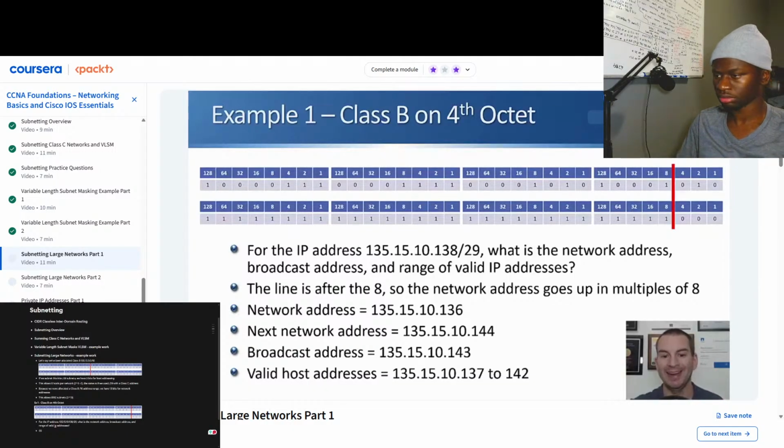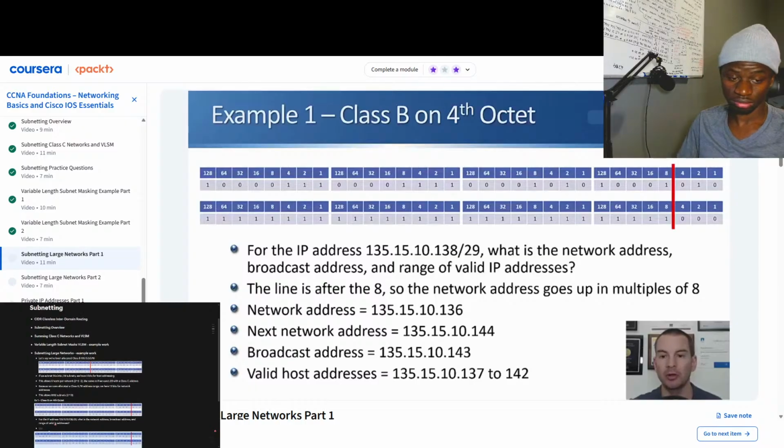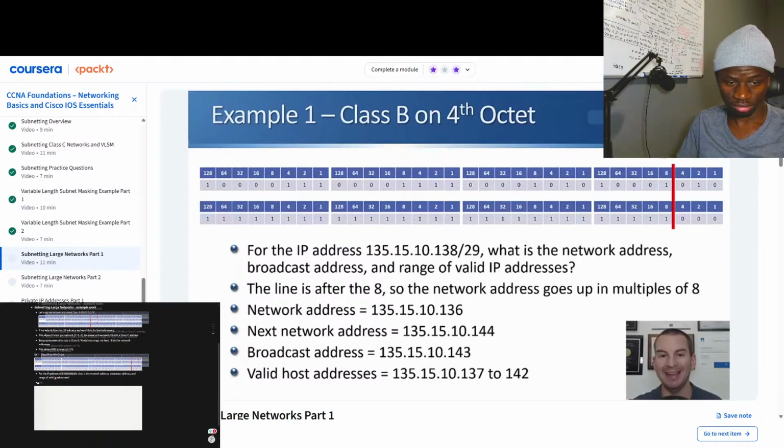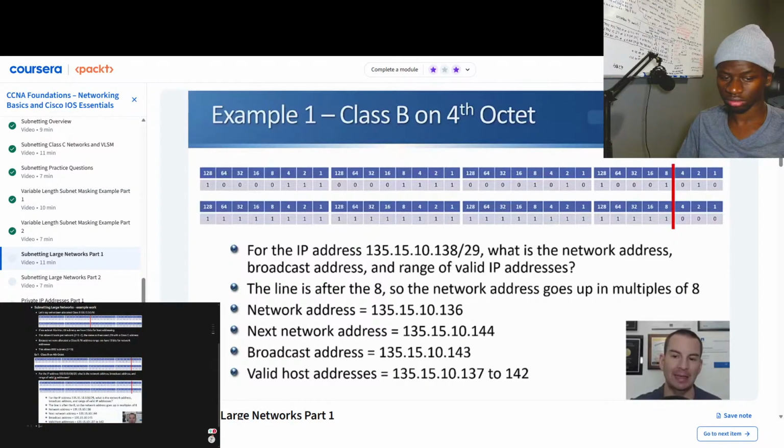We put the line in after the /29, and the line is going in after the 8. You can see here, if you look up in the top right, that we've got ones under the 128 and the 8. So we add those two together. 128 plus 8 is 136. So the network address must be 135.15.10.136. The line is after the 8, so we add 8 to 136.